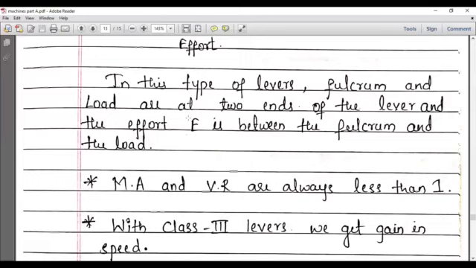Third one is a class 3 lever, in raising a load by the forearm. Okay, you are raising something. You are holding a mobile phone in your hand. So that mobile phone is nothing but the load, your elbow point will become the fulcrum, and your forearm, your bicep, exerts effort. So this is a lever of class 3.